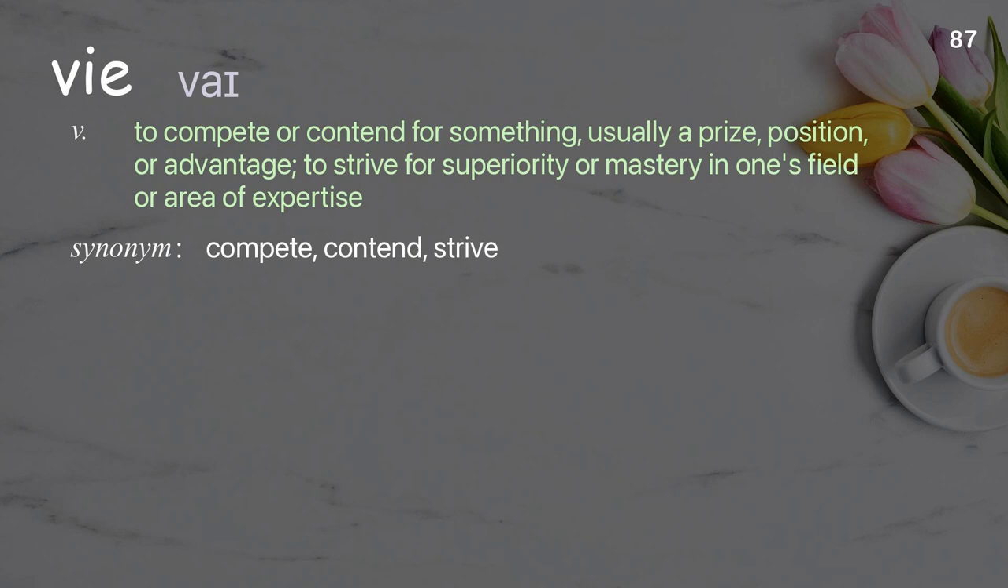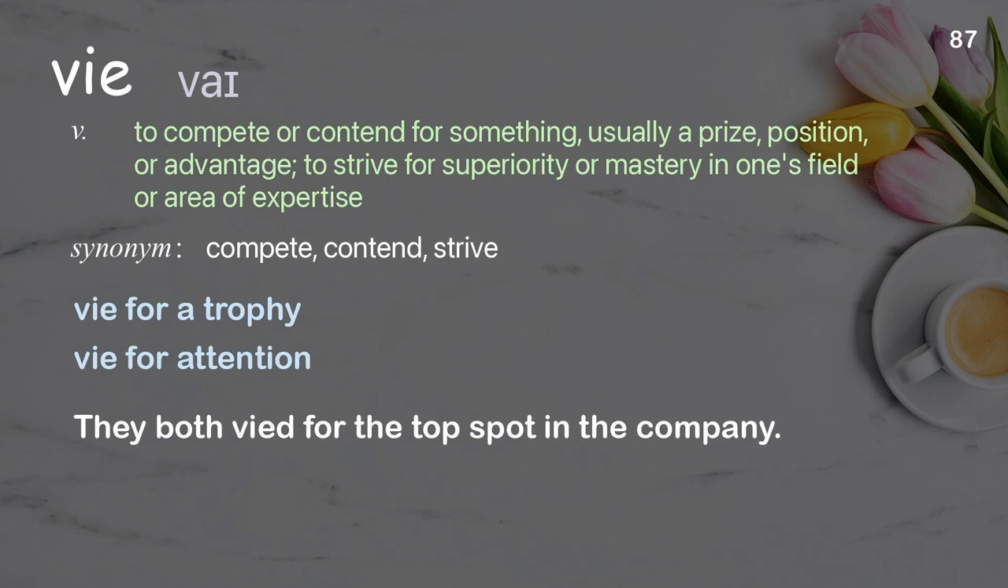Vie. To compete or contend for something, usually a prize, position, or advantage, to strive for superiority or mastery in one's field or area of expertise. Examples: Vie for a trophy. Vie for attention. They both vied for the top spot in the company.